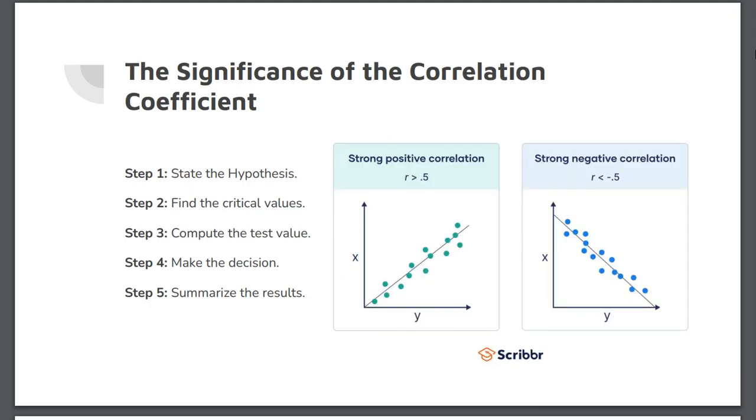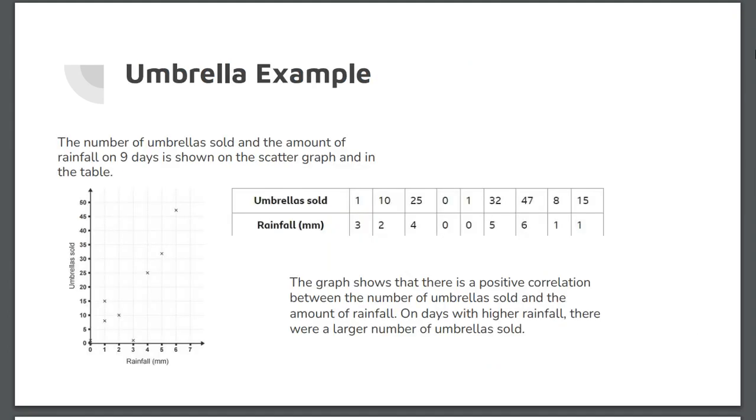The significance of the correlation coefficient. Step 1. State the hypothesis. Step 2. Find the critical values. Step 3. Compute the test value. Step 4. Make the decision. Step 5. Summarize the results.